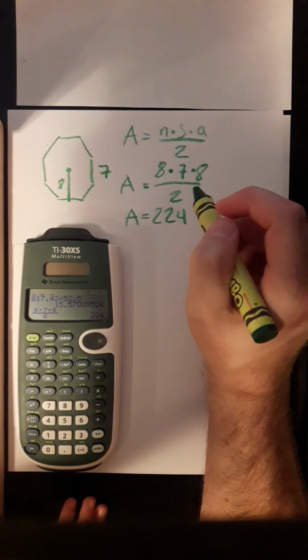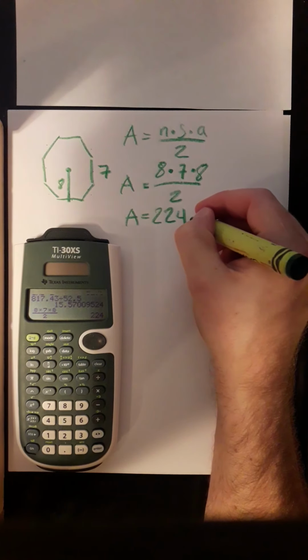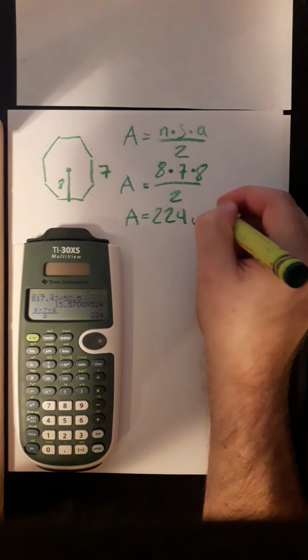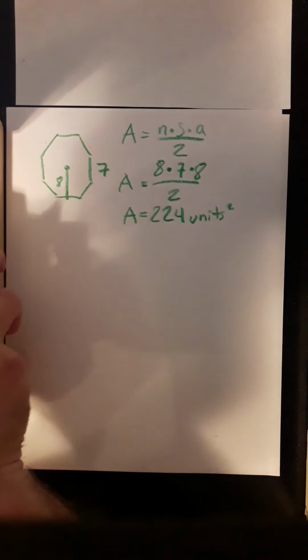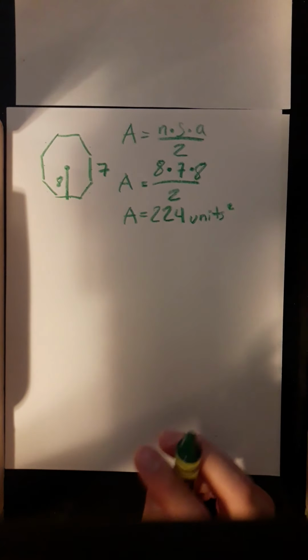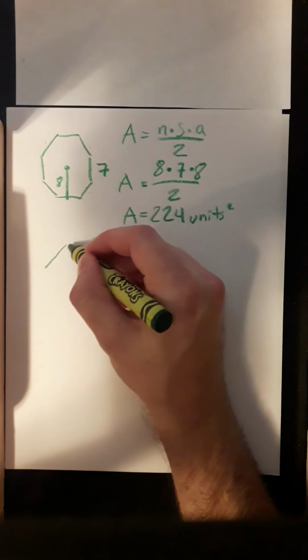So once we plug that into the calculator, we find the area of this regular octagon is 224. I didn't ever put units, so I'm just going to say units squared to remind you that units are a square measurement. Okay, now let's think about a different possibility. Let's say I gave you a pentagon.